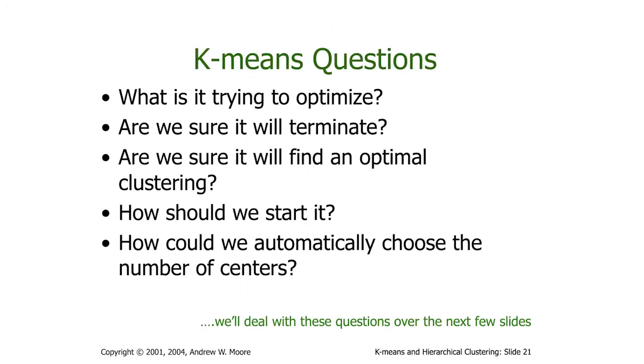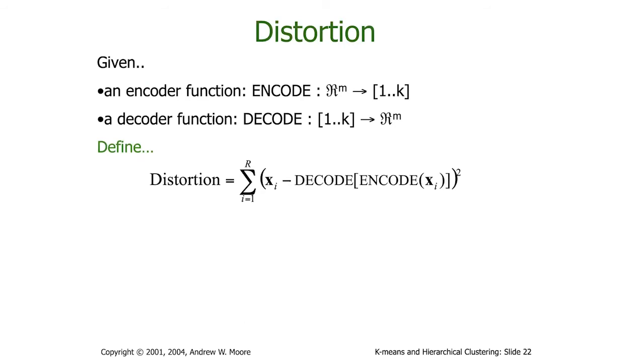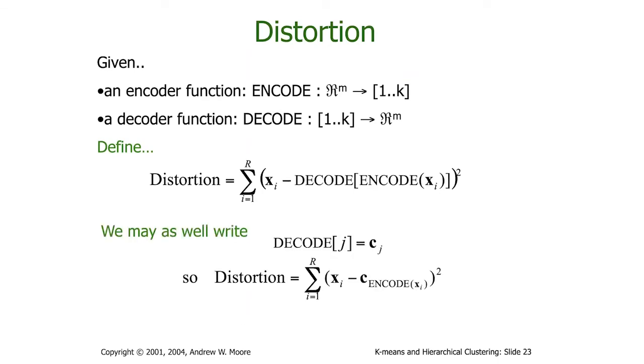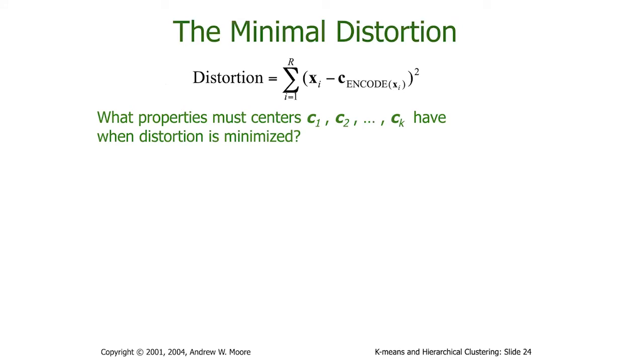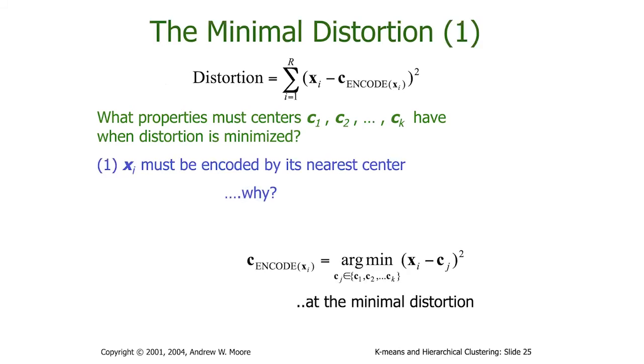So some questions you might want to ask: what are we trying to optimize? Are we sure it's going to terminate? Are we sure it will find an optimal clustering? How do we start? And how do we choose the number of centers? We're going to talk about how well it does by basically assuming that you can encode and decode from the cluster center by basically looking at the cluster center and then representing all the data from that cluster center and figuring out how far off you are by how far each data point is away from the center of the cluster center. And then the distortion or the loss is how far away you are.